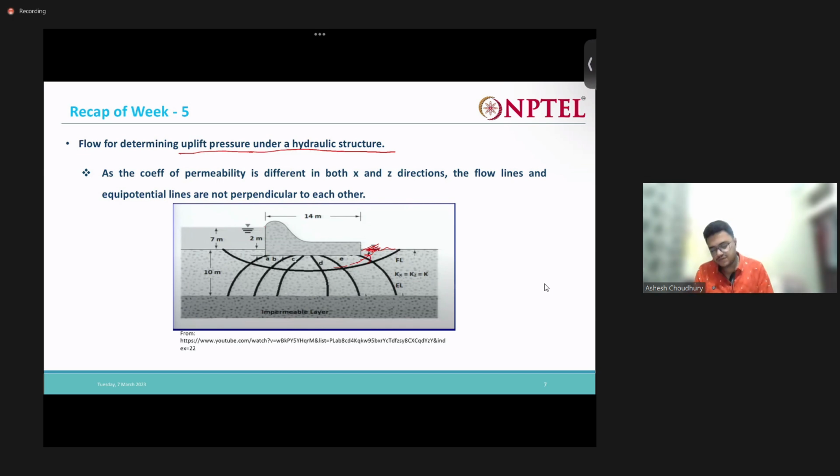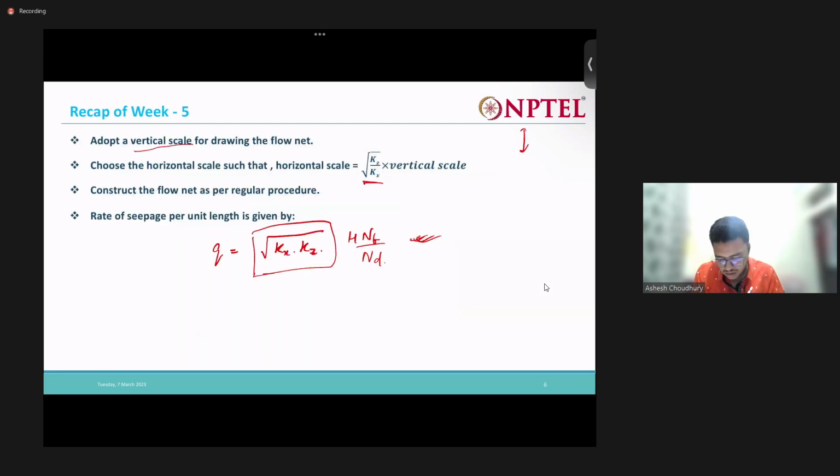So if the coefficients of permeability in x and z directions are not the same, then obviously we know that the flow lines and equipotential lines won't be perpendicular to each other. And if they are the same, then they will be perpendicular to each other. If it's not the same, we need to convert it, use the changed scale, draw in that new scale, and then use this equation to determine the flow.